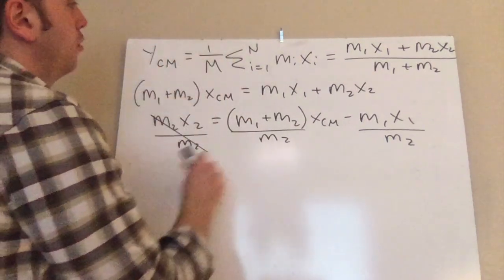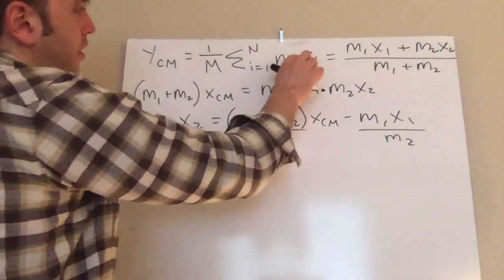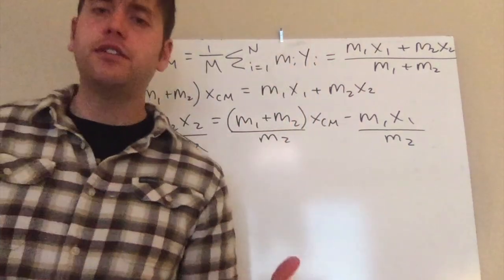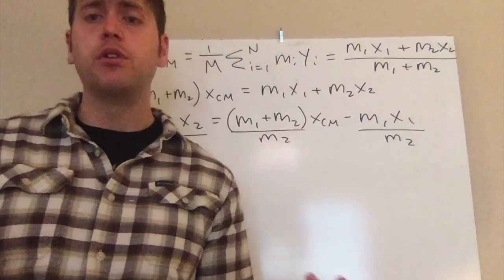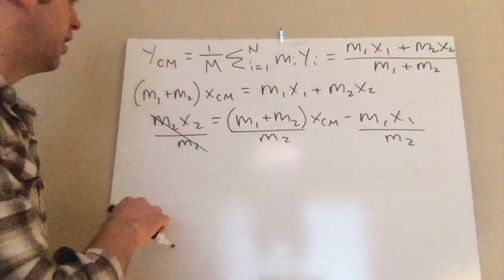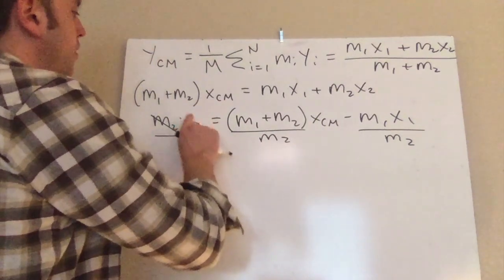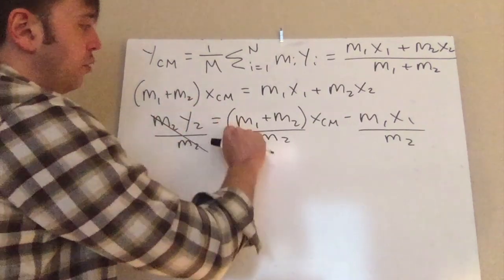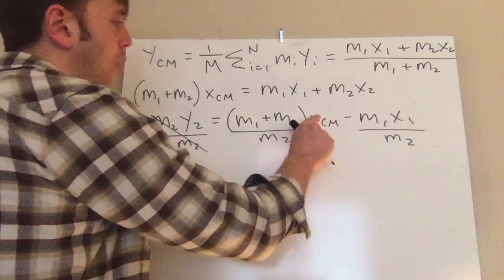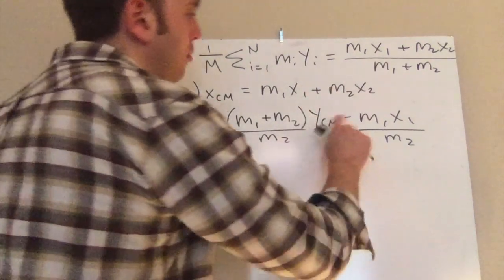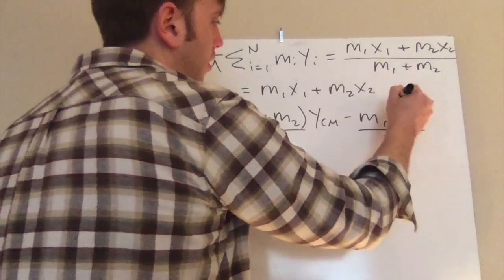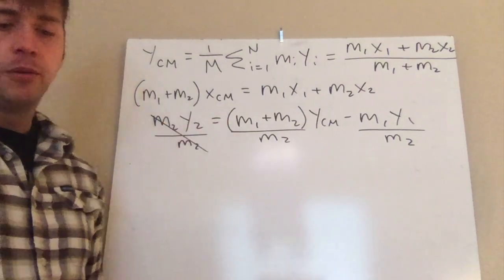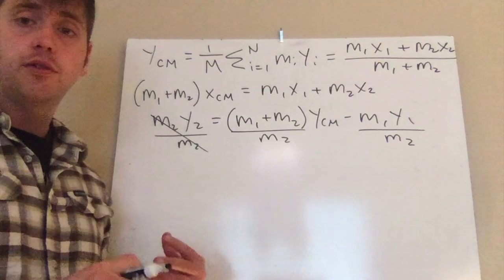Y_CM is equal to 1 over the total mass times the sum of m_i y_i this time. Basically, the formula looks exactly the same. We're just talking about a y-coordinate, not an x-coordinate. So without going through all of this work again, I think we know how this is going to eventually pan out. The previous equation, where we solved for x2, is now going to be y2 equals (m1 plus m2) over m2 times Y_CM minus m1 over m2 times y1. The work there is exactly the same. We can just use that result from the previous calculation to give us y2.